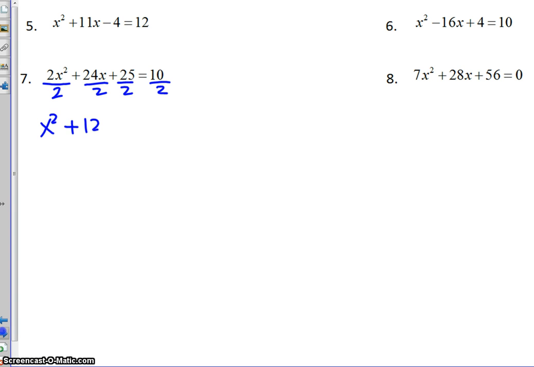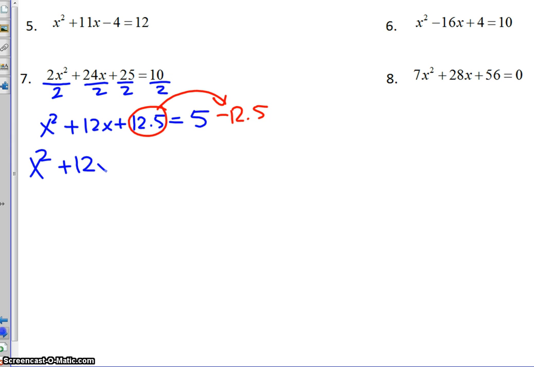So now I have x squared plus 12x plus 12.5 equals 5. We kind of have to work to make fractions or decimals our friends. So we need to bring that to the other side. I'm going to subtract 12.5 on my right side. And so now I'm going to have x squared plus 12x, I'm going to leave a space, equals negative 7.5. Now I'm going to say to myself, well, what's half of my coefficient of my x, which is 6, and when I square it, it's 36. So I'm going to add 36 to both sides.